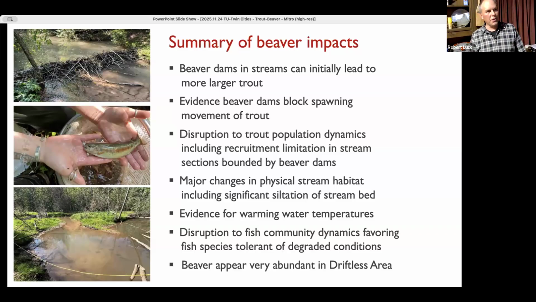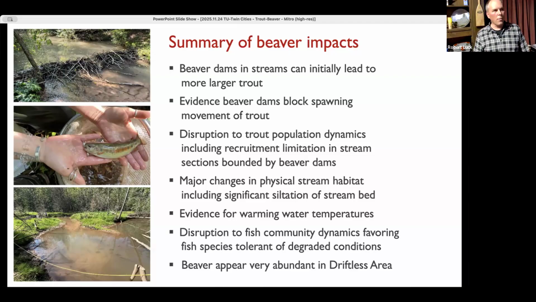We've seen major changes in the physical stream habitat, including significant siltation in our streams. That's probably the biggest effect. We do have a lot of sediment moving through our streams in the Midwest, and you may not see it under typical conditions when there's no obstructions to flow, but as soon as you have that beaver dam put in there, they very quickly silt up. In an oddball situation like Rocky Branch, where it's very sandy, these pools are actually filling in a matter of months.